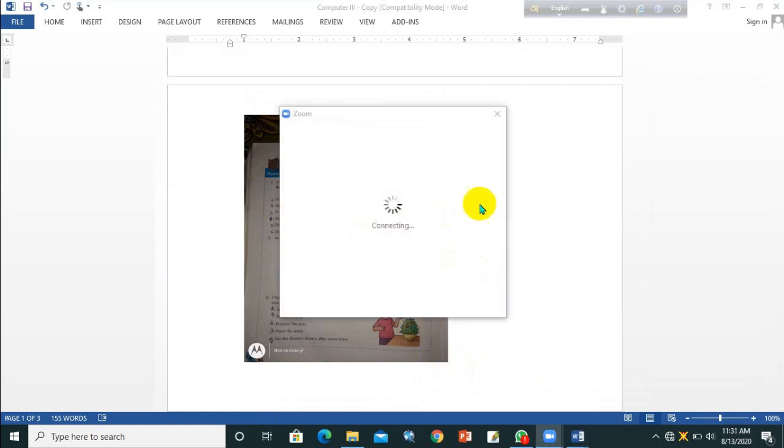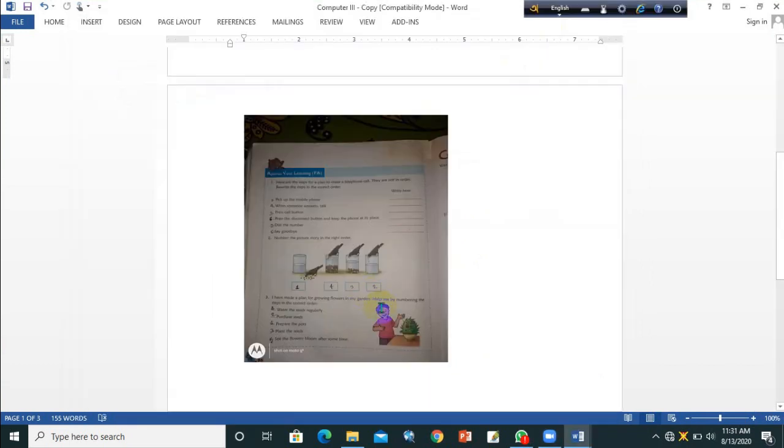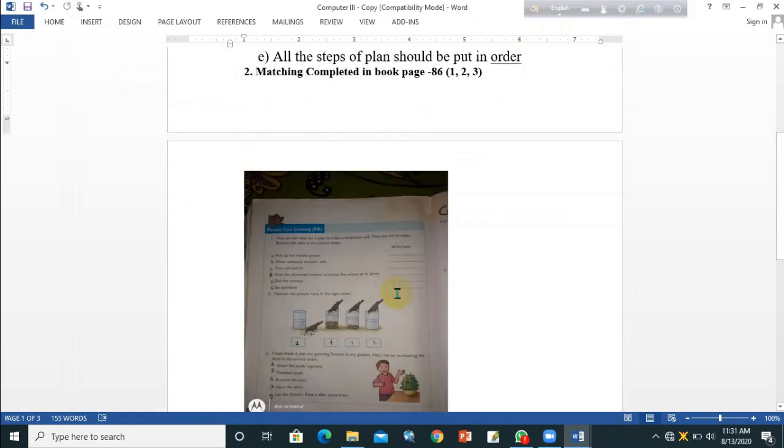So dear students, there is the matching in your book, page number 86. The first one is that you can see. Look at the book, page number 86, and you can match with me. Here are the steps for a plan to make a telephone call. They are not in order, rewrite the steps in the order. One number. So to make a phone call, what will you do first? I have given the number here and you will match with me.